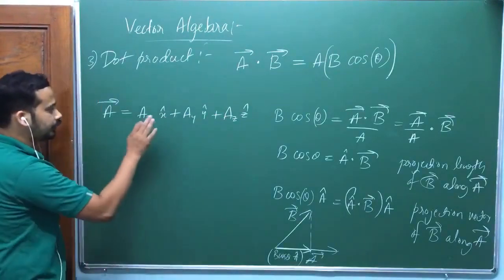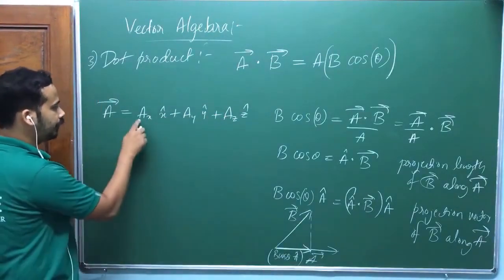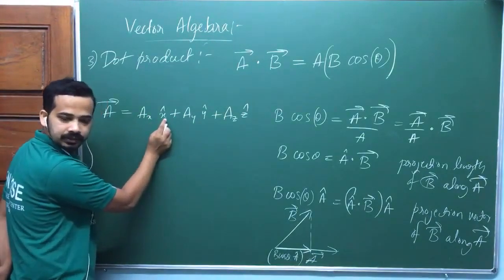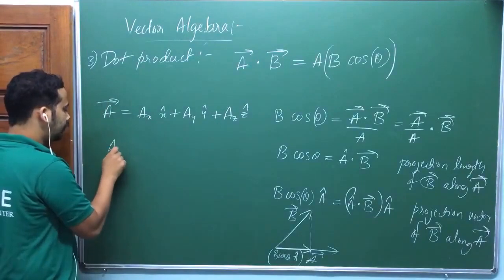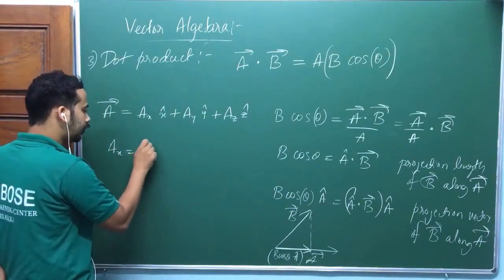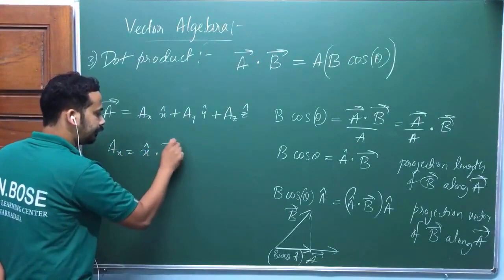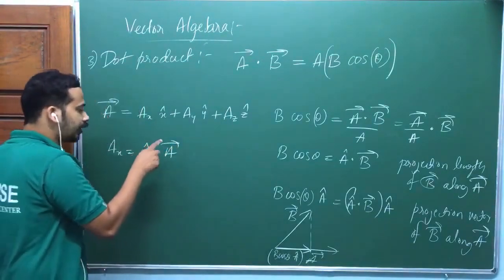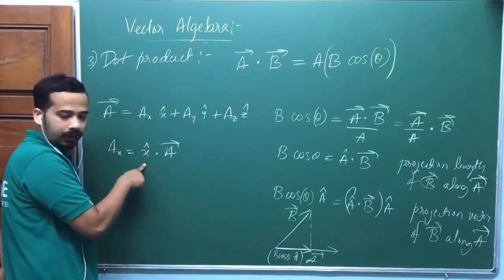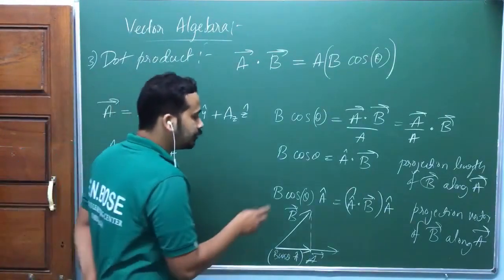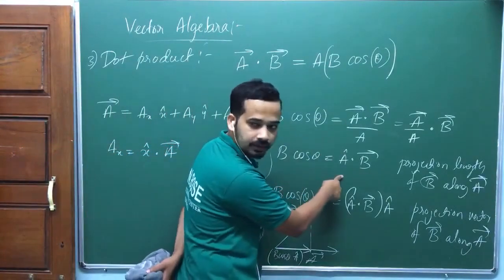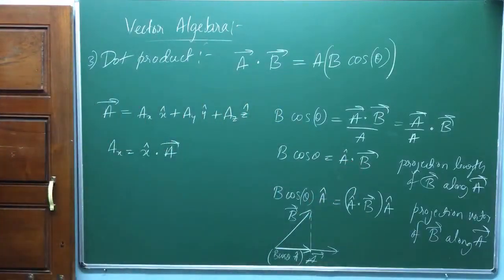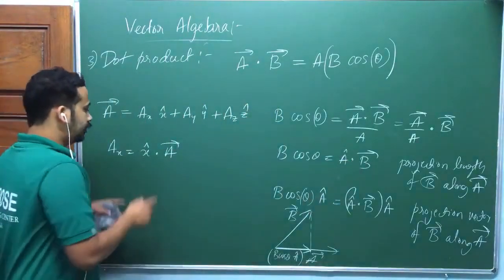Is that okay? So now if you need AX, what will you do? AX is the projection length along x cap. So you are going to take the dot product with x cap. That's what exactly I have done here. You need the projection length of A along x cap, so I have taken the dot product with x cap. Similarly, I need the projection length of B along A vector, so I have taken the dot product with A cap, exactly similar. This is a projection length.